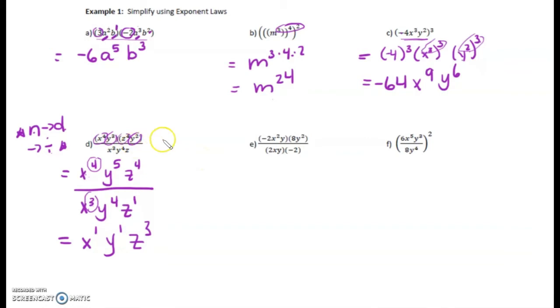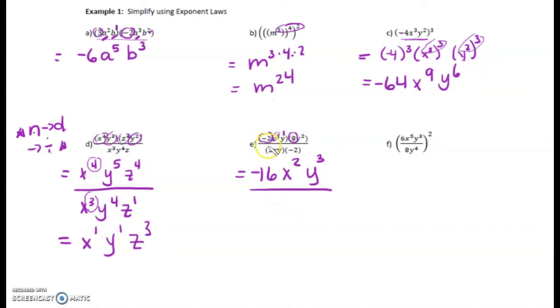Okay, so same approach for E. We're going to calculate the numerator. So negative 2 times 8 are just normal numbers. We get negative 16. We only have one x term, which is x squared. Now the y term, we add the exponents. 1 plus 2 equals 3.